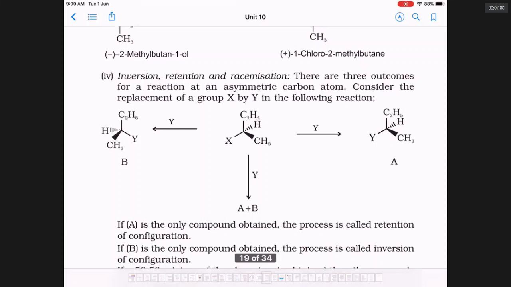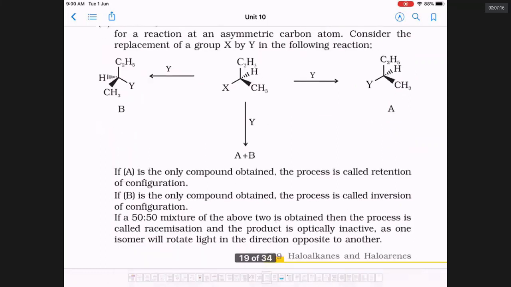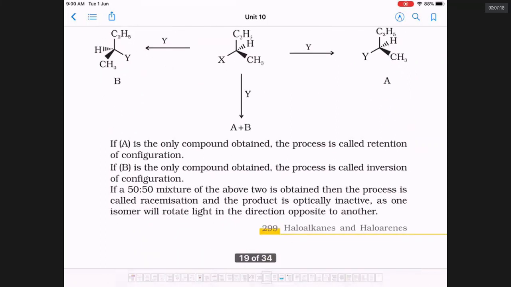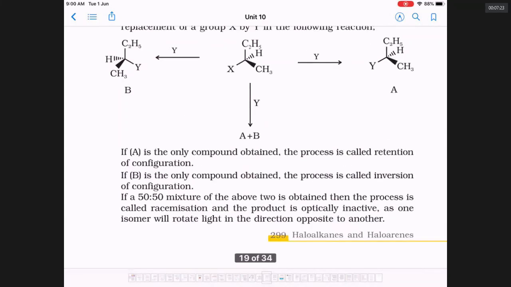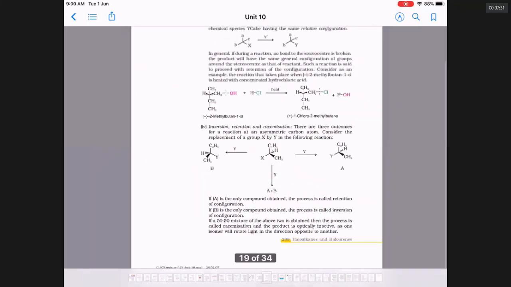If you are getting only A, we call this retention of configuration. If you are getting only B, you say it is 100% inversion. But if you are getting A and B 50%, 50%, the product is called a racemic mixture. A mixture of A plus B, 50%, 50%, is optically inactive, but it can be separated into A and B. That is called resolution. Are we clear on this, sir?